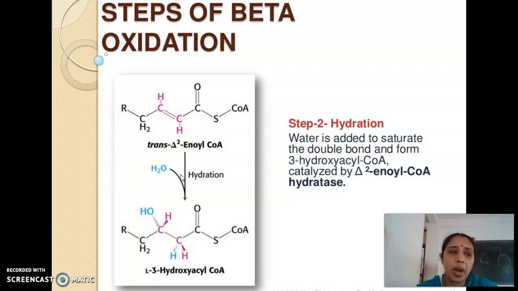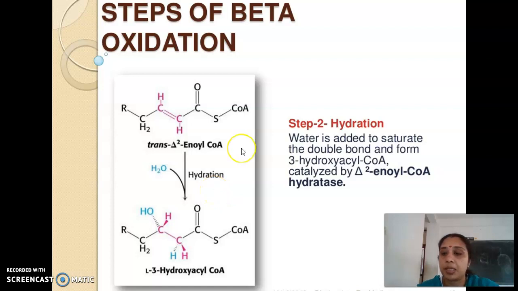So the water is incorporated by hydration, by the hydratase enzyme, right? The delta 2 enoyl CoA hydratase enzyme cleaves the double bond and incorporates an H on the alpha carbon atom and an OH on the beta carbon atom. Clear? So that hydroxy acyl CoA is formed, the hydroxy acyl CoA, right?